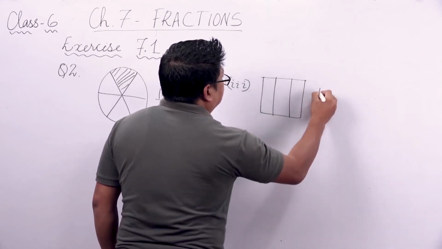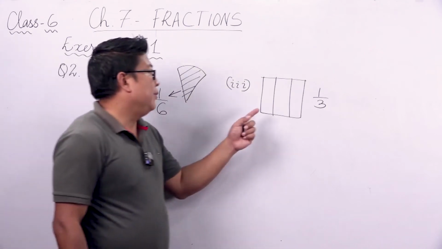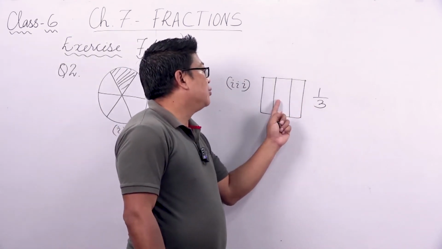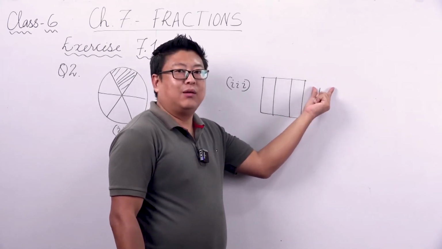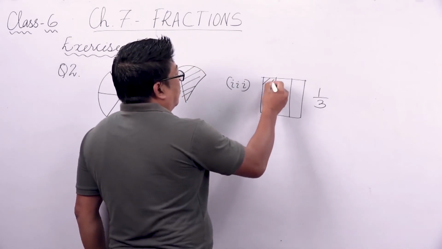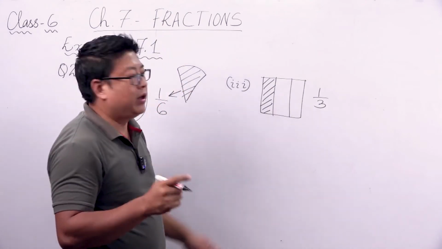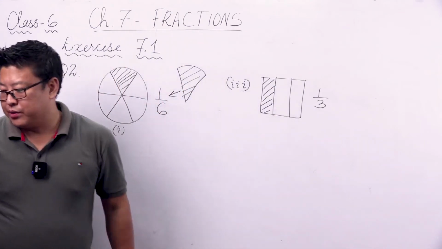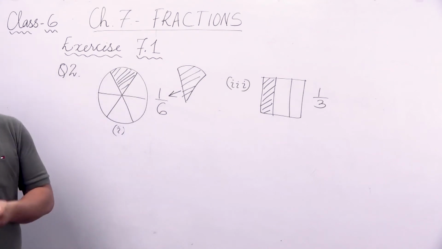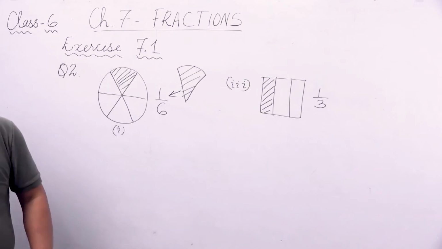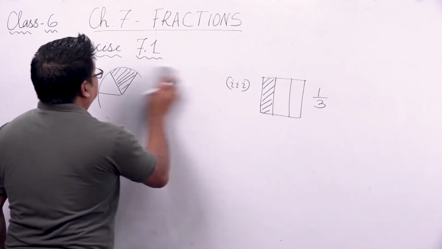This figure has been given, and the fraction given is 1 by 3. So let's count the number of parts. 1, 2, 3. There are a total of 3 parts. Out of that, we have to consider only one part. So we will shade this part. You can shade this one or this one, but it has to be only one. Only one part has to be shaded. Okay? So this is about question number 2. The rest are all simple. It's all the same. So you have till 5. It's very easy. Please try at home. Let's move on to the next question.